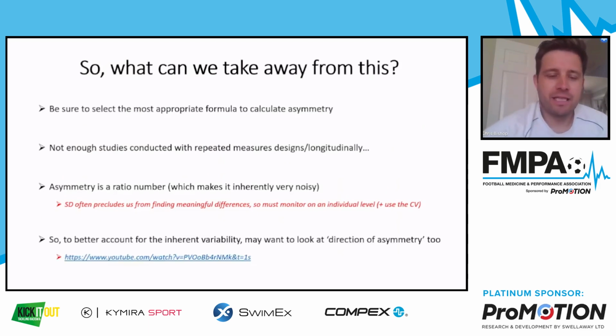And then lastly, because that standard deviation is so high and often precludes us from finding any meaningful differences at the group level, we might want to try and account for some of that variability by looking at consistency in limb dominance or the direction of asymmetry. For anyone that's interested, you can go to this link where I've done a 12-minute YouTube video on how you can calculate that kappa coefficient in Microsoft Excel, because you don't actually need a stats software program to do it. You just need to create a number matrix in Excel and you can calculate it yourself.